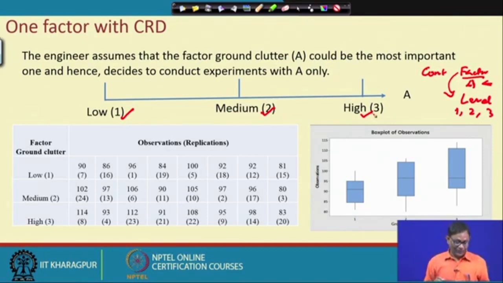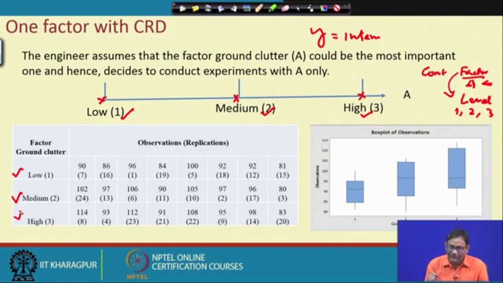Okay. Then what you are doing here, you want to see whether the y, which is basically the intensity level at detection, changes if you do an experiment keeping ground clutter at low, at medium, and at high level, or the other way I can say, factor with level 1, level 2 and level 3. So, then you have to conduct an experiment. There are three settings, please keep in mind: low, medium and high. So, these three levels, one factor, so three independent or distinct experimental settings: low, medium and high.